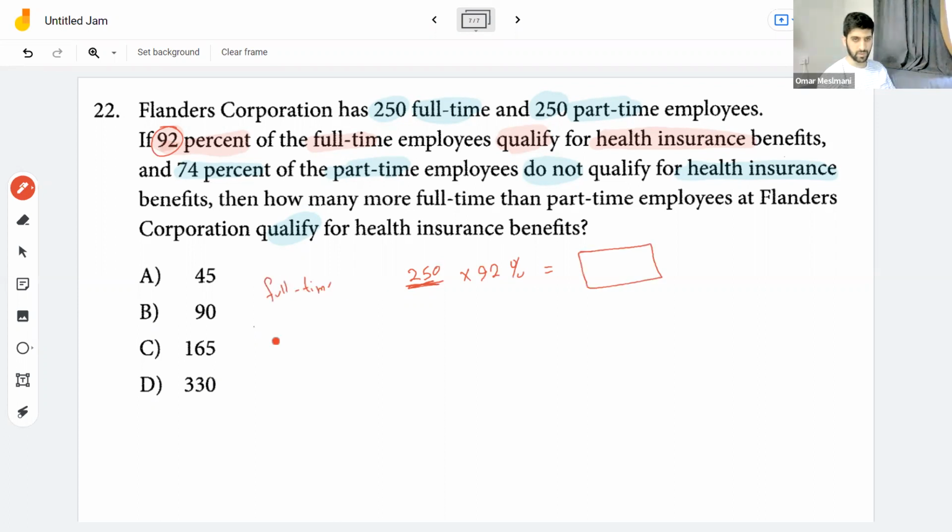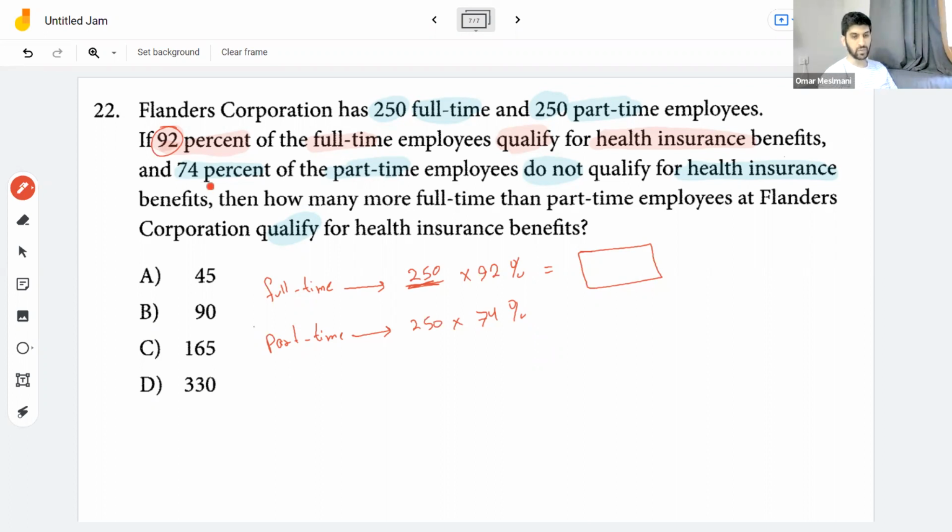What about the part-time employees? I'm going to say again, 250 multiplied by, do I multiply by 74? What do you think? Is it correct to multiply by 74? It is not. Do you agree that it is not correct? Multiply by 26. Exactly. Thank you so much, Mr. Osama.